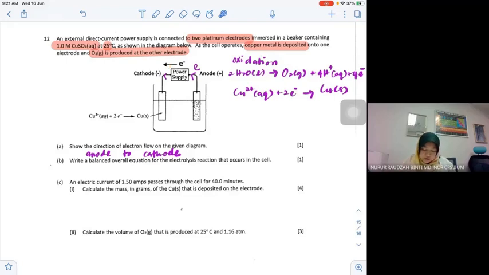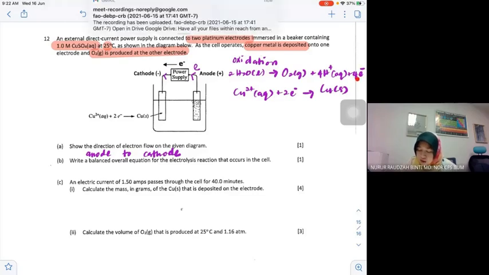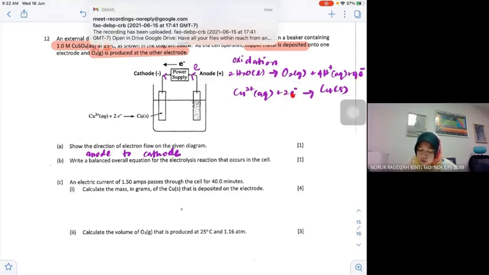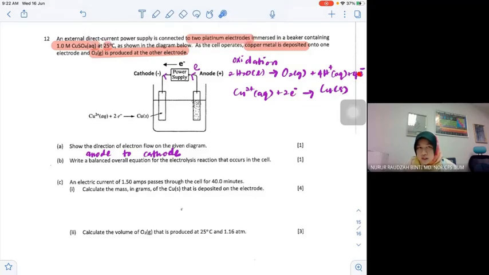Then for B, write the balanced equation. This is the purpose of having the two half equations, because we want to write the overall equation of a reaction. To have an overall equation, we need to cancel the electrons. We don't want the electrons to come out in the overall equation, so we have to make sure that the number of electrons are balanced. The oxidation equation has 4 electrons released, and it should be 4 electrons that are also received by the cathode.